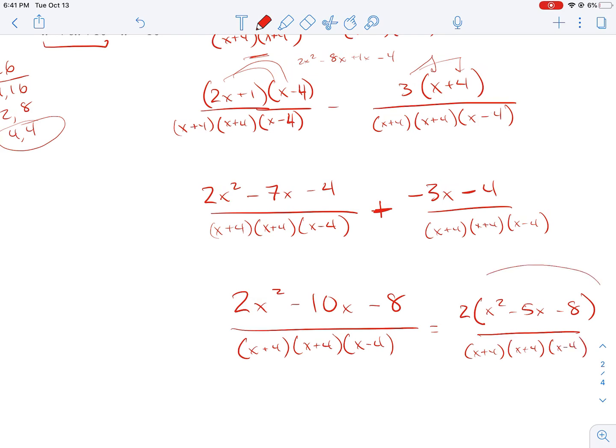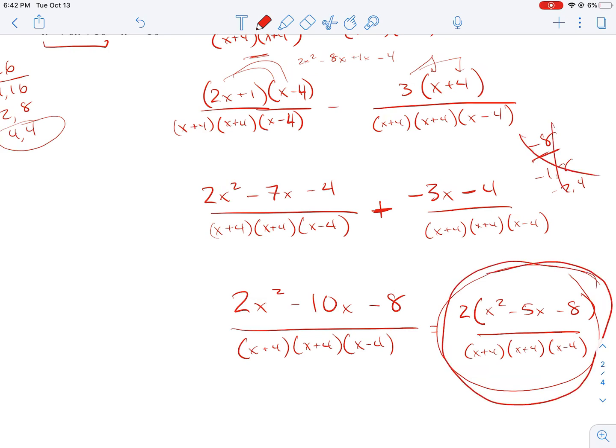And so now, there is our final answer. If we look at the factors of 8, negative 8, so we got negative 1 and 8, negative 2 and 4. We cannot get a 5 out of that, so therefore, this thing is already factored, and there is our final answer.